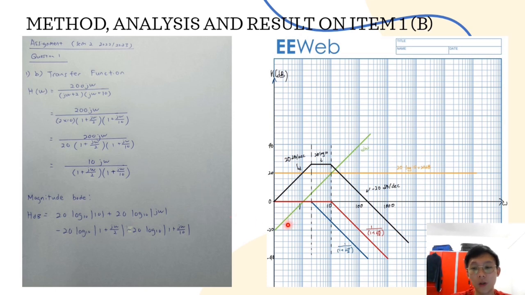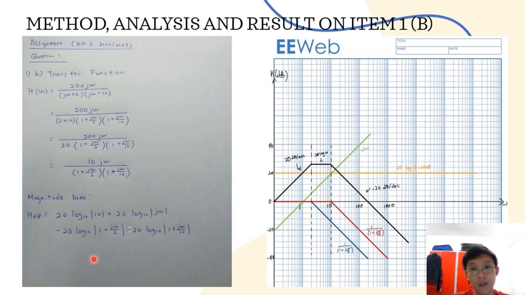And we will sketch the plot, and as you can see, the green line here is the starting point from negative 20 dB at the frequency of 1 until infinity. And this green line represents the 20 log omega.